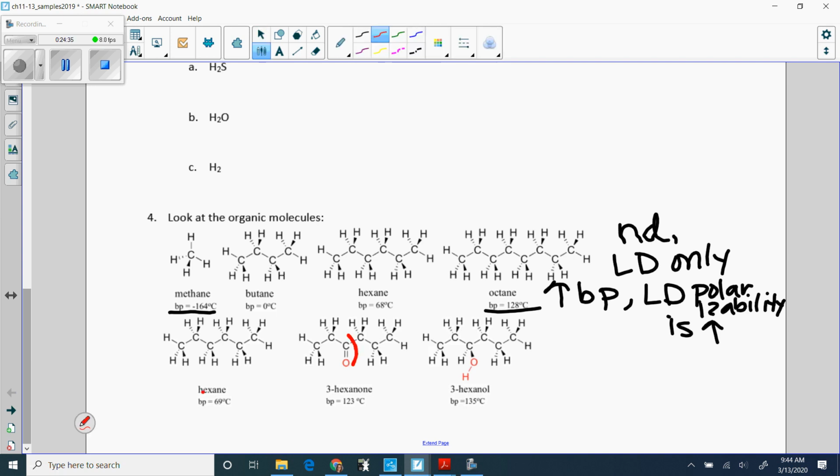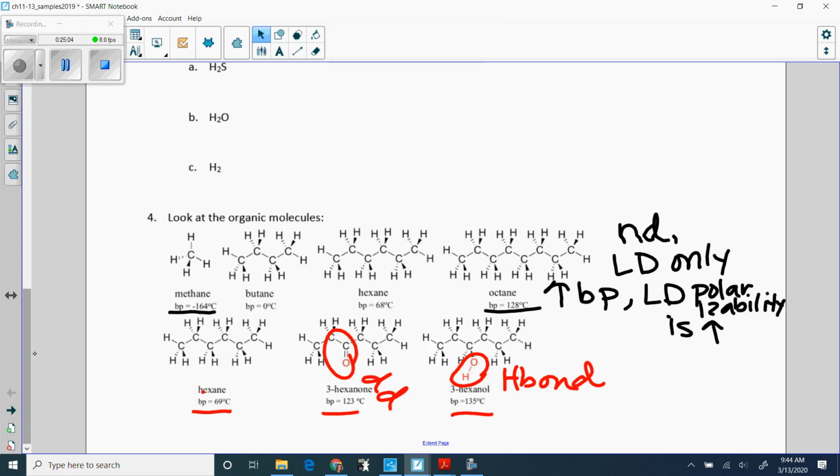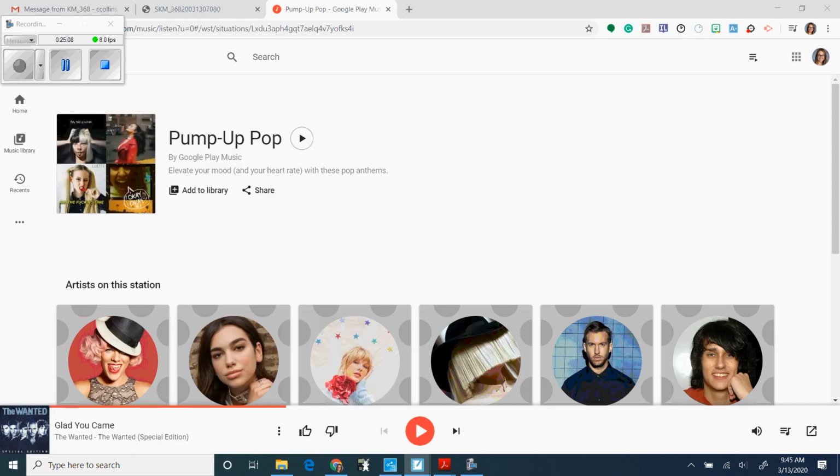Hexane to hexanone, double bonded oxygen means a dipole. To hexanol means an H bond. So you can see the boiling point goes up, up, up, because stronger, stronger, stronger. Okay, when the music starts, can you talk about London dispersion forces, use the word polarizability, and then just make sure your buddy gets how to pick out double bonded oxygen.